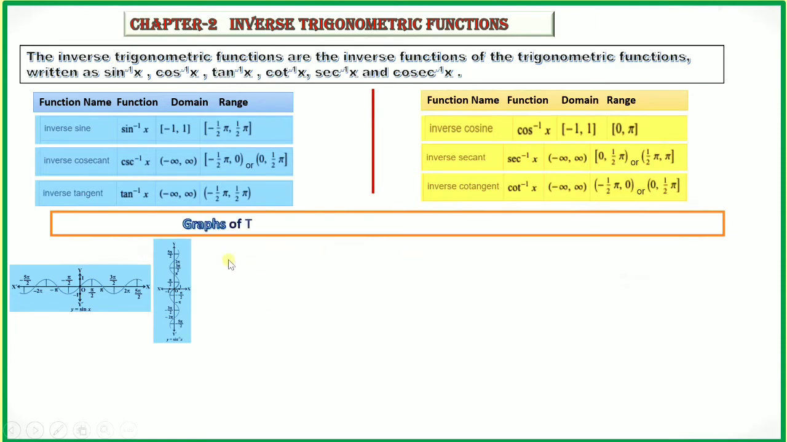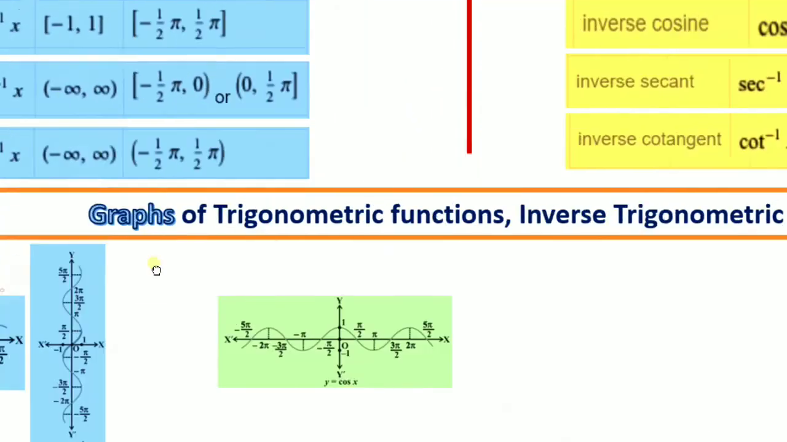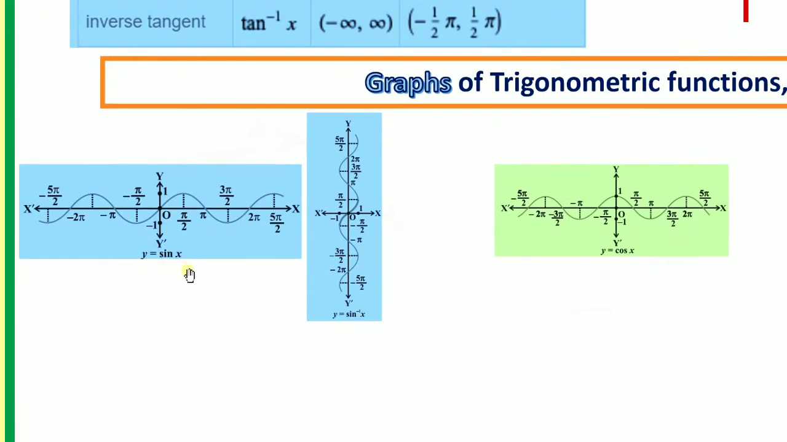Now let us know more about graphs of these general trigonometric functions as well as inverse trigonometric functions. Let us start. This first one you have already seen: y is equal to sin x and y is equal to sin inverse x. This way it starts from 0 and increases up to pi by 2, then starts decreasing up to pi, still decreasing up to 3 pi by 2, then it starts increasing. Same thing for the inverse trigonometric function.